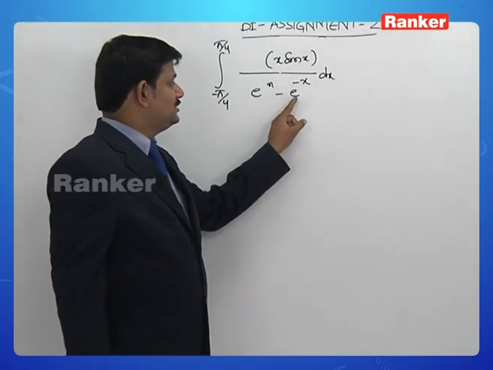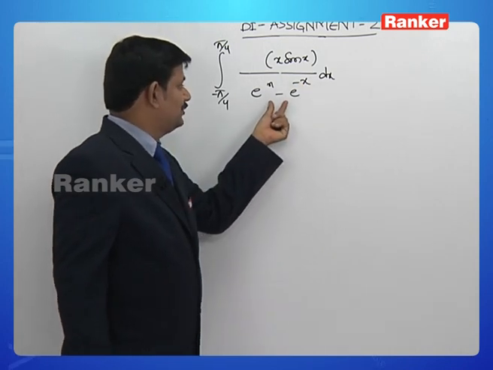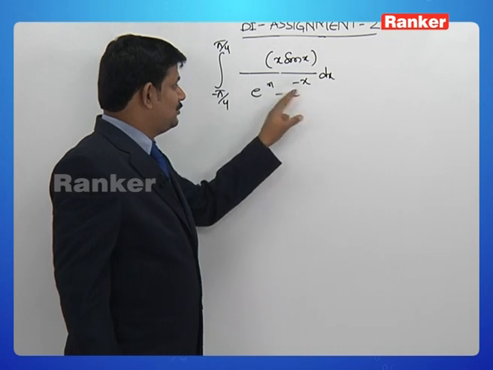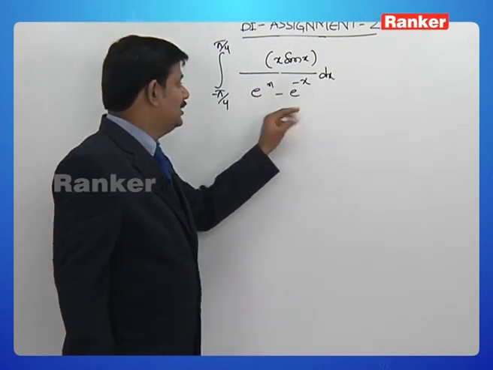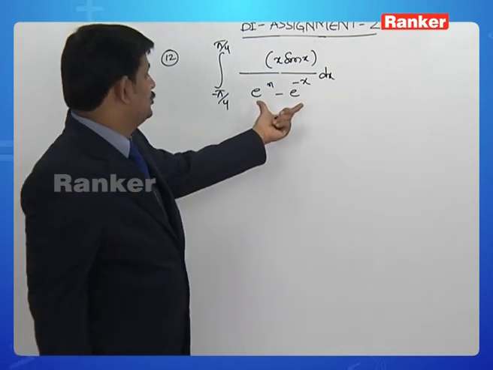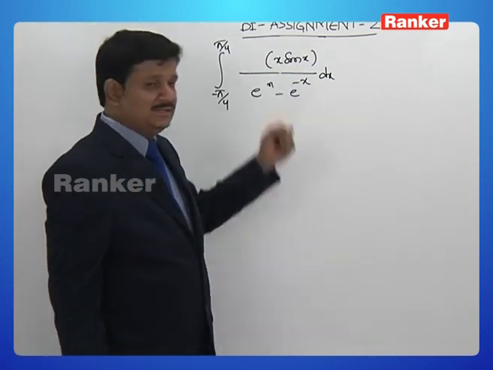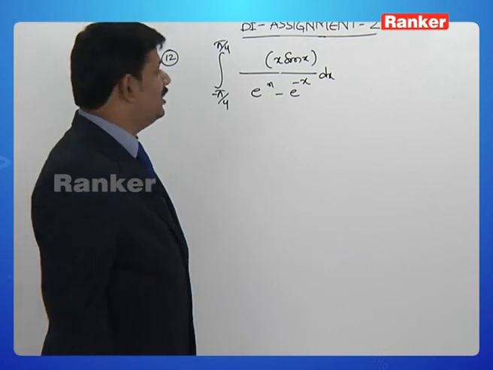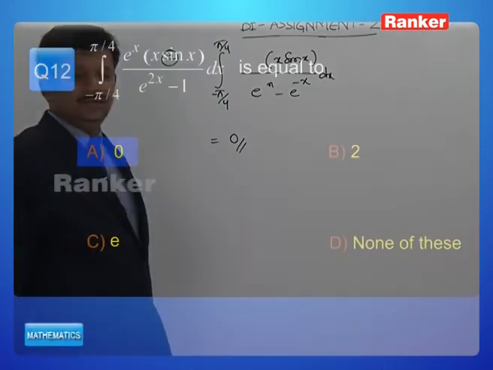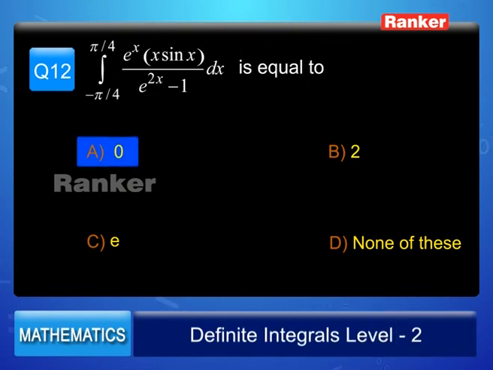E power x minus e power minus x, it is in the form f of x minus f of minus x. So, when I replace x with minus x, e power minus x comes here, e power x goes there, which makes e power x minus e power minus x an odd function. So, this is odd function, numerator is even function, ratio would be an odd function. So, this integral, it is 0, answer is 0, which is answer 1.